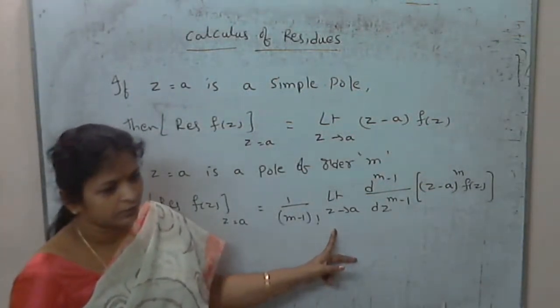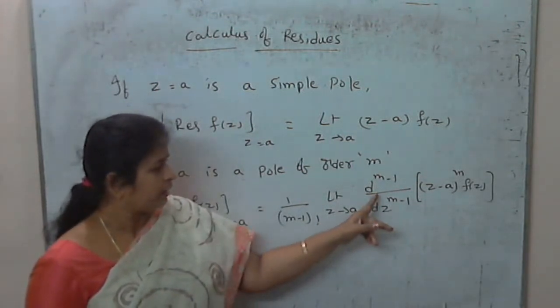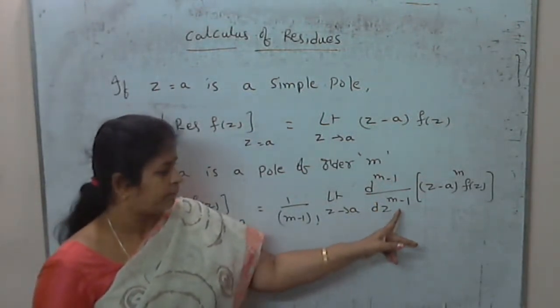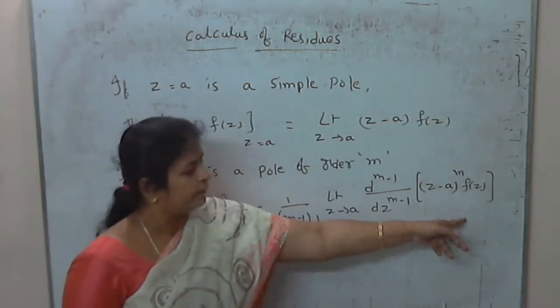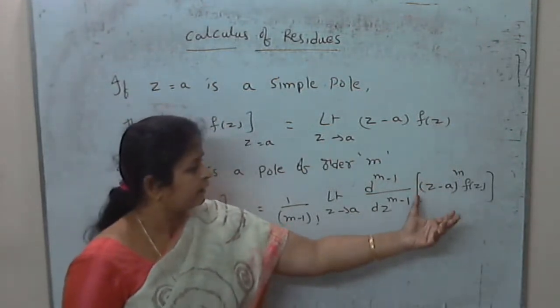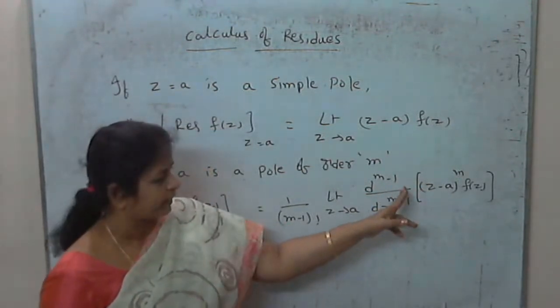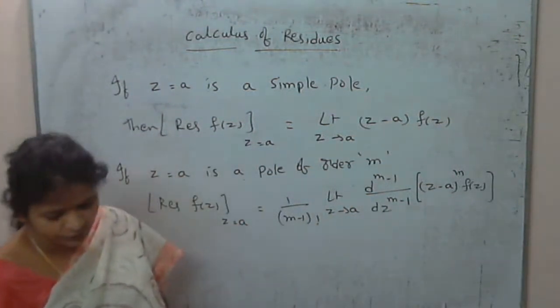What is the formula? 1 by m minus 1 factorial limit z tends to a d power m minus 1 by dz power m minus 1 of z minus a whole power m into f of z. First you have to multiply z minus a whole power m into f of z, and then you have to differentiate m minus 1 times. After that, you have to take the limit z tends to a.